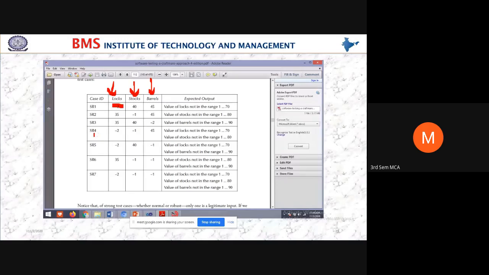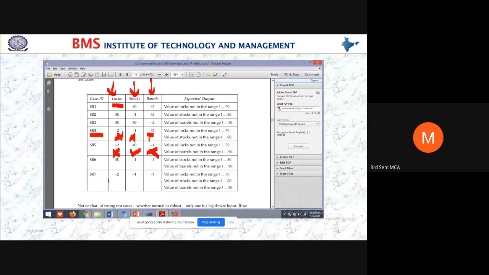Coming to case 4. In case 4, lock is -2, stock is -1, and the barrel value is 45. Barrel value is okay, within the range, but lock value and stock values are not in a range. Coming to the next case, the lock value is not within the range. The stock value is within the range, and the barrel value is not within the range. So it is invalid. The expected output: the value of locks is not in range because the lock value is from 1 to 70, and the value of barrel is 1 to 90, but here it is -1.